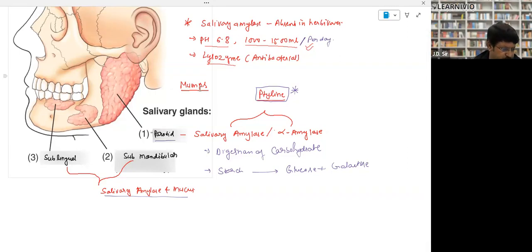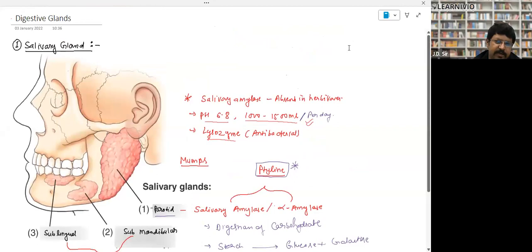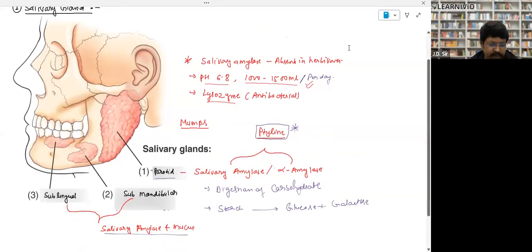Please note down. Put the heading digestive gland. The first gland is salivary gland, right? So note down something about the salivary gland. In human, salivary glands are 3 pairs, means total 6. If you want, note down in bracket 6. In human, the salivary glands are 3 pairs: parotid, first parotid, comma, sublingual and submandibular. Full stop.